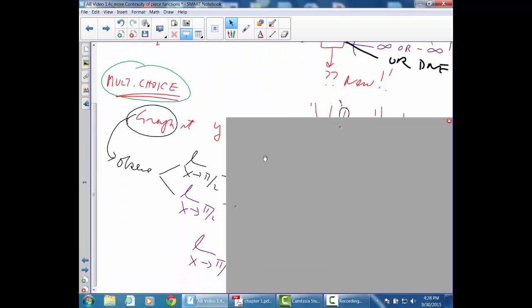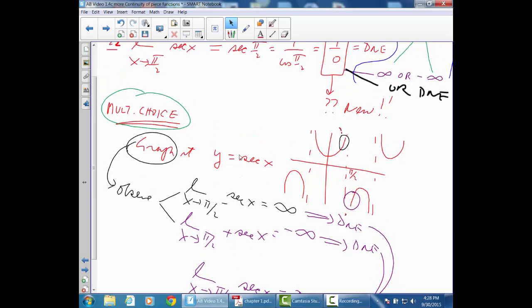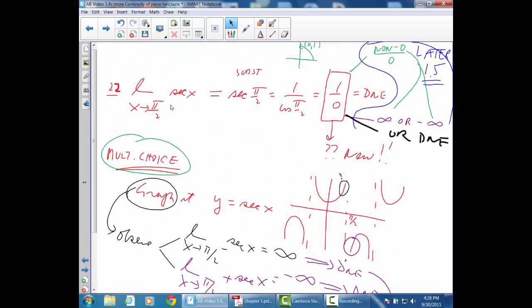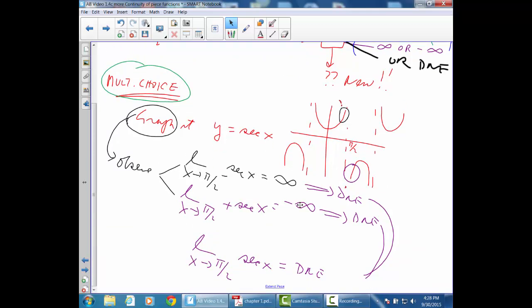Now, multiple choice, one of the things you could have done is you could have actually looked at the graph of y equals the secant of x for this question. The reason being that you might want to look from the left and from the right at pi over 2. And sure enough, if you look at this graph, as x approaches pi over 2 from the left, you're approaching positive infinity. But as x is approaching pi over 2 from the right, the graph of secant of x is approaching negative infinity. So obviously they do not equal each other, and therefore the two-sided limit does not exist.